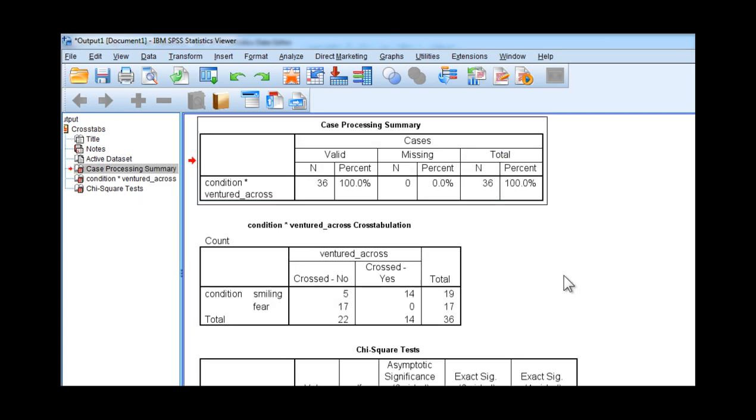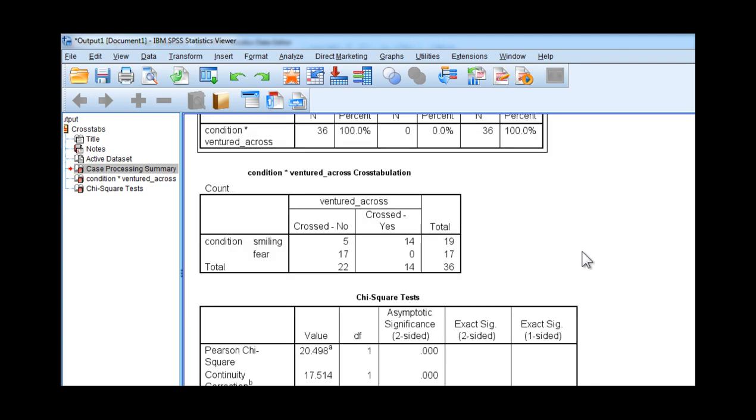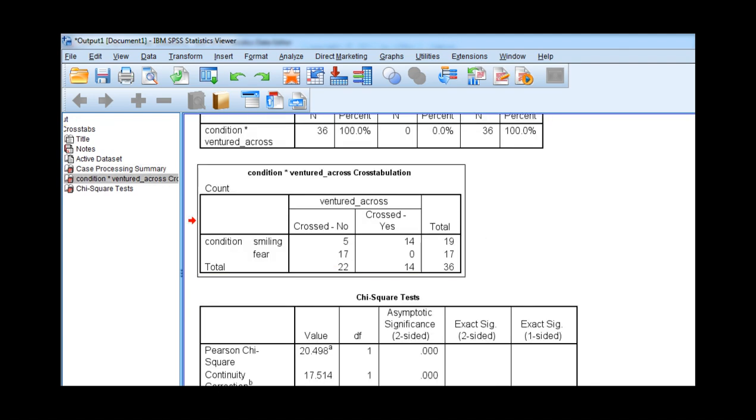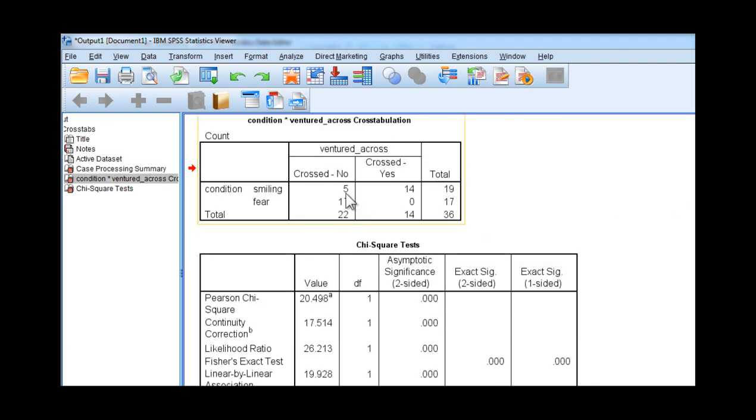Here are the results. Case processing summary. Got N of 36. I knew that already, I created the data. And then I have the observations associated with all the conditions. And we can see that 0 children crossed when the mother expressed fear. Here's that 0. It's an observed frequency. This is not an expected frequency. This is the observed frequency, it is 0. And we have all the other conditions here.